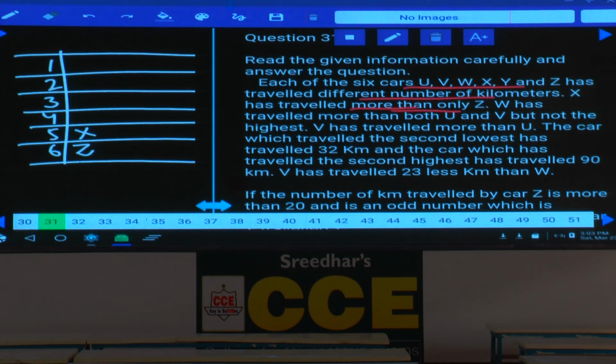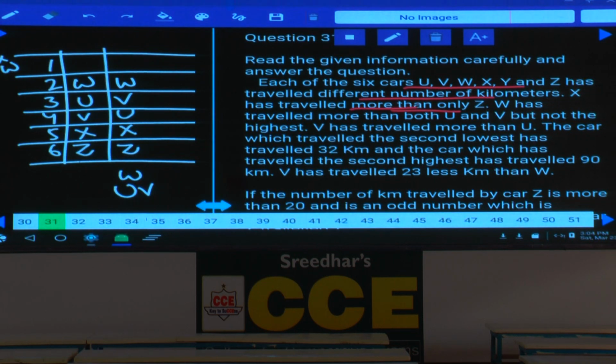Next, W has traveled more than both U and V. W is more than both U and V. Now between U and V, W is not the highest. Now W cannot be at this place, so W must be here. If W is here, then U and V, or V and U, because between these two, which traveled more kilometers is not given.